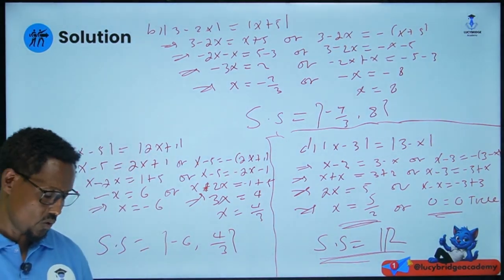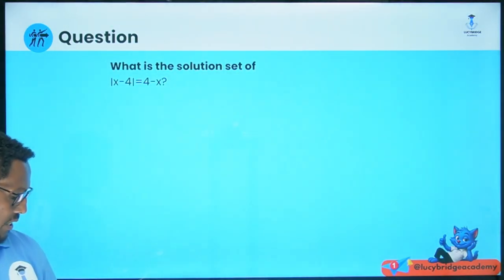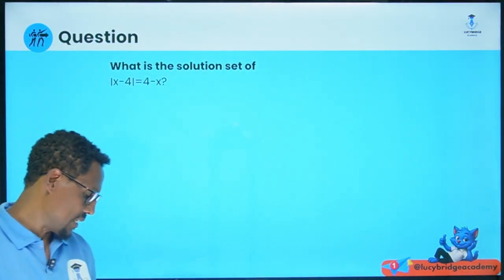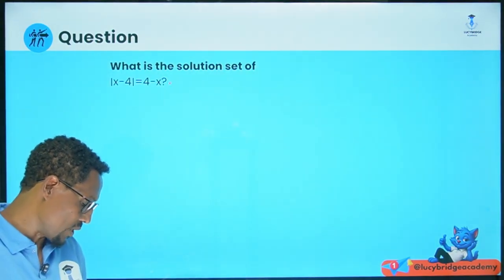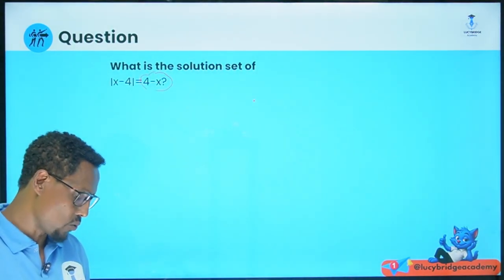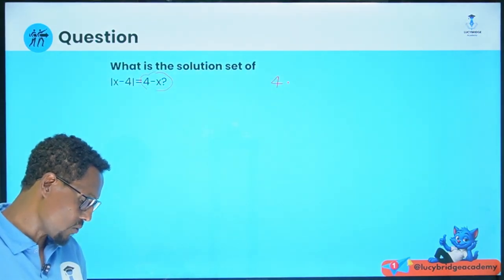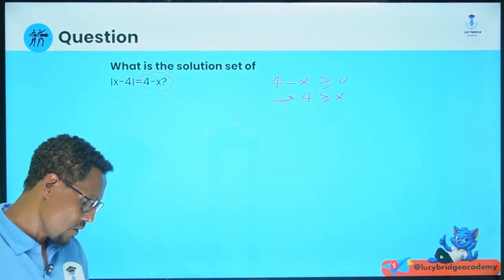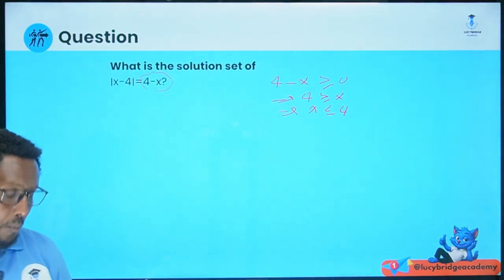Therefore it is always true. The solution set is the set of all real numbers. Okay, question: what is the solution set of this equation? Don't forget that this number must be greater than or equal to 0. That means 4 minus x must be greater than or equal to 0. This implies that 4 must be greater than or equal to x, or x is less than or equal to 4. Okay, domain.